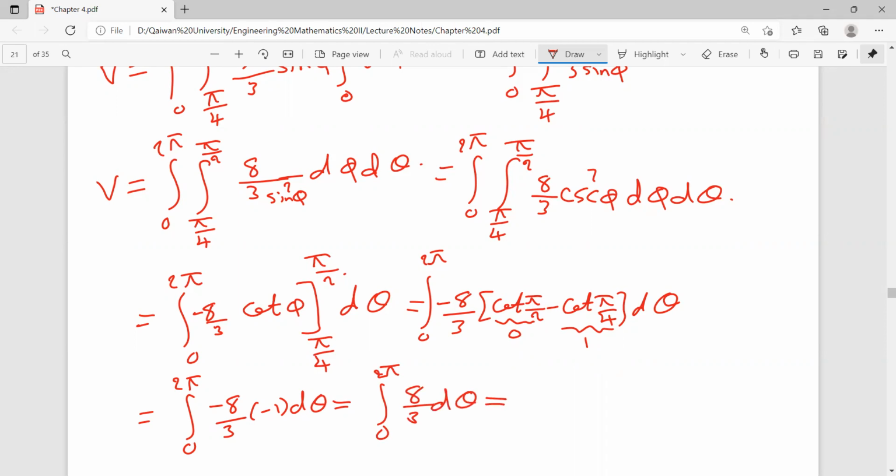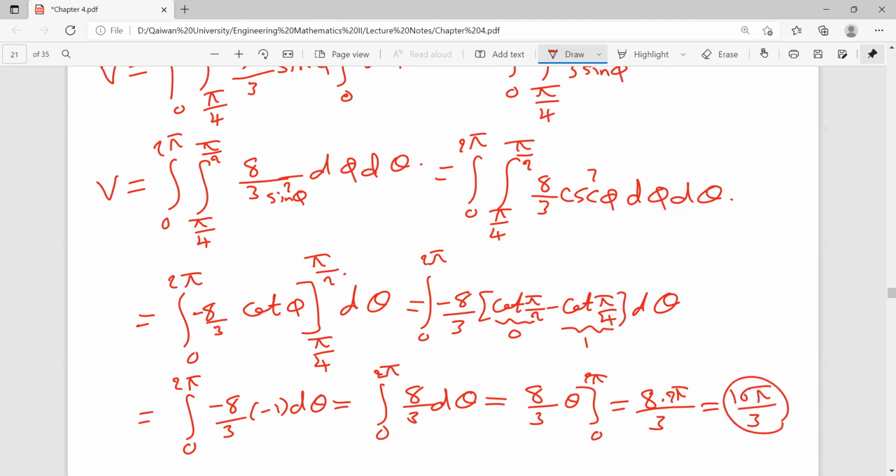Now we take the integration with respect to theta. The integration of a constant is the constant multiplied by the variable. The variable here is theta. It equals 8 over 3 theta, where theta is from 0 to 2 pi. When you replace theta by 2 pi, it is 8 times 2 pi over 3, minus, when you replace theta by 0, you get 0. So you ignore this part. It is 16 pi over 3.